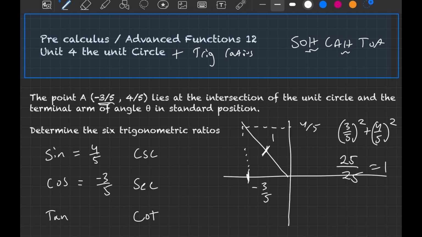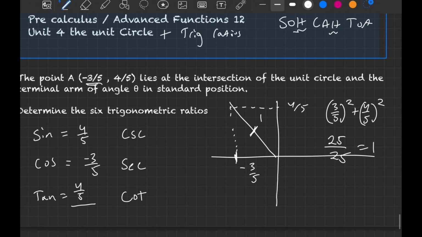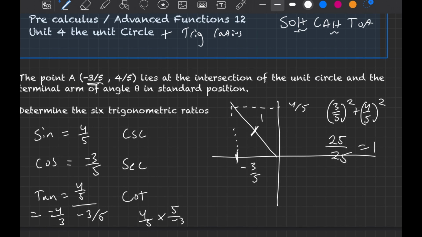And then for tangent, it's going to be the opposite over adjacent, or the sine over the cosine, so that's going to be 4 over 5 over negative 3 over 5. So then that's the same thing as saying 4 over 5 times 5 over negative 3. So then that's just going to mean that it's going to be negative 4 over 3.